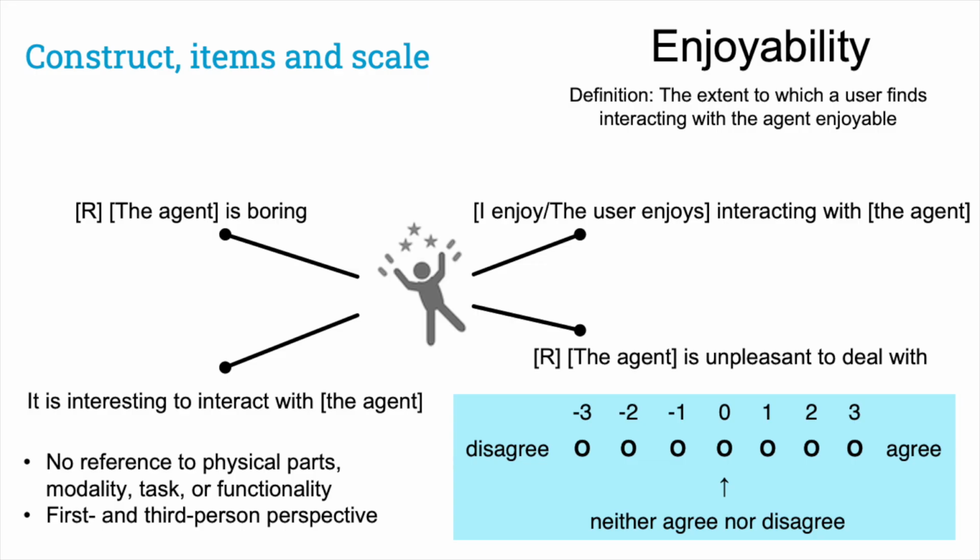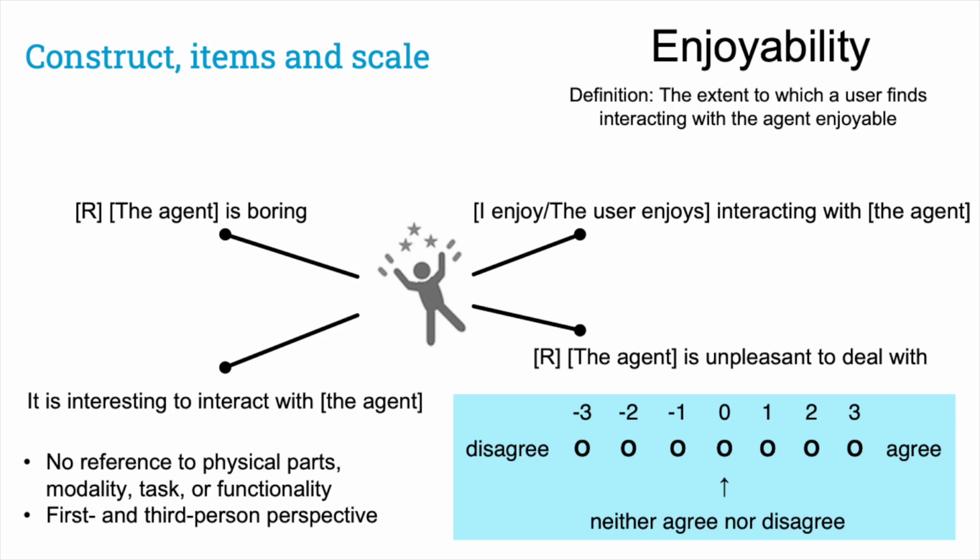Now, what does it actually look like? For each of those constructs, we have multiple items in the questionnaire. Take, for example, enjoyability. Enjoyability is measured by four items in the questionnaire. Here you could say "the agent is boring"; it's reversed, so you have to multiply it by -1 at the end to reverse the value. And when you use the questionnaire, of course, you have to put the name of your agent where the word "agent" appears between brackets. So if your agent is Bob, then you would say "Bob is boring." And the same goes for the others.